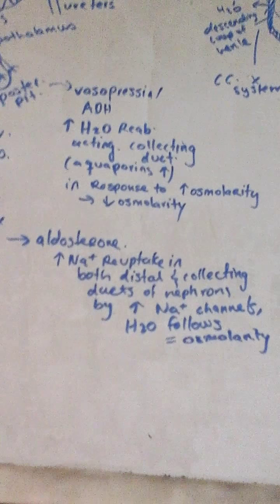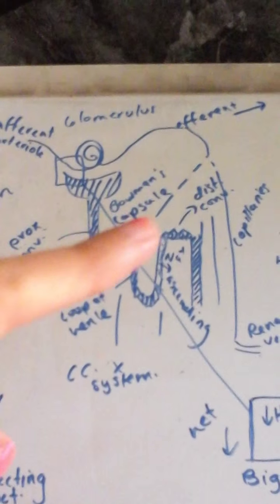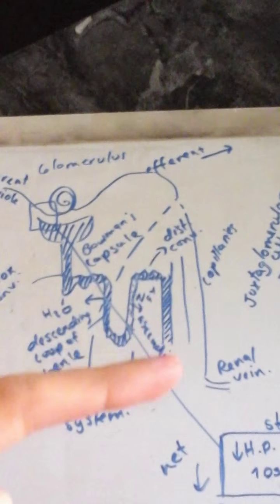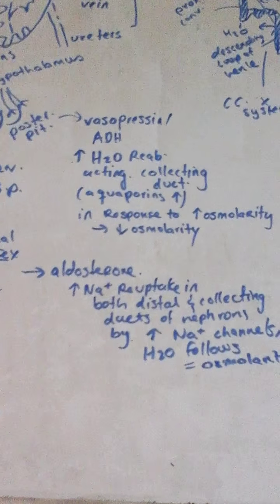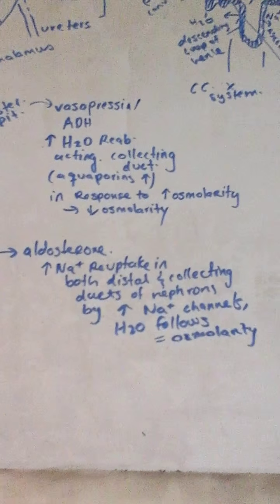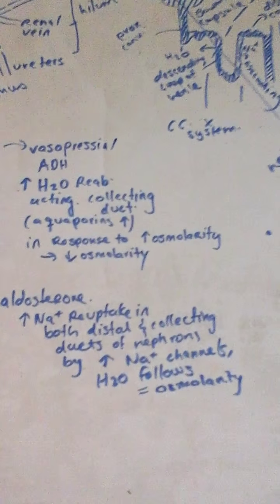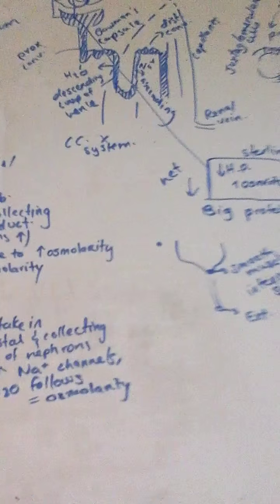It does this by increasing sodium reuptake in both the distal convoluted tubule and the collecting duct of the nephron. So if we go back, we're looking at the distal, which is this one. Okay, so this is the distal convoluted, and then we have the collecting duct of the nephron. It's going to increase sodium reuptake by promoting sodium channels, and at the same time, where sodium goes, water follows. So it's not going to increase the osmolarity because there's the same amount of sodium and water, but it is increasing the volume and the pressure. It's increasing the stroke volume.